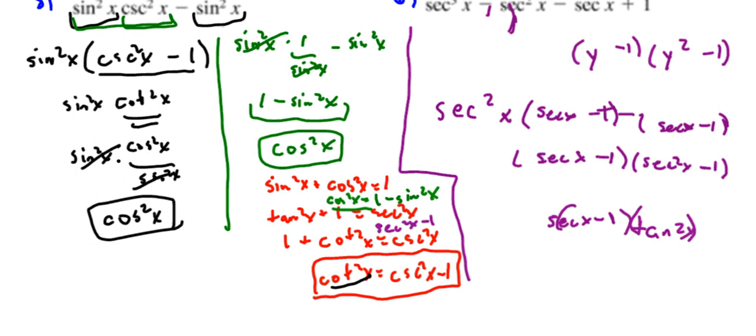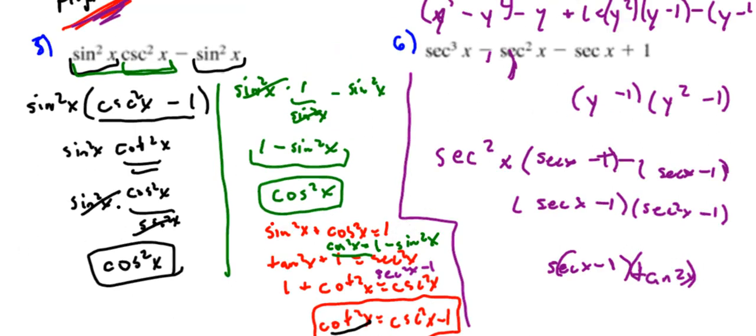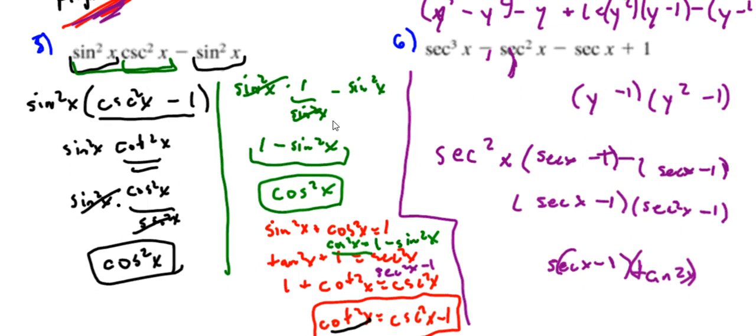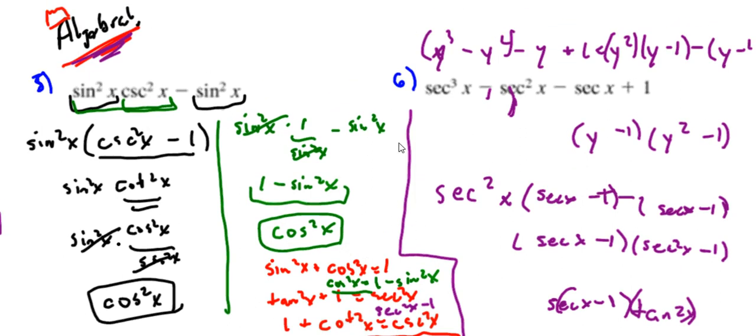Well, hopefully this makes sense. Sorry that my thing got a little screwed up, but what we did was, once again, use our fundamental trig identities to simplify these expressions. We used some algebra. Remember, algebra is king. Right here, algebra is king. And we get simplified to secant of x minus 1 times tangent squared of x.